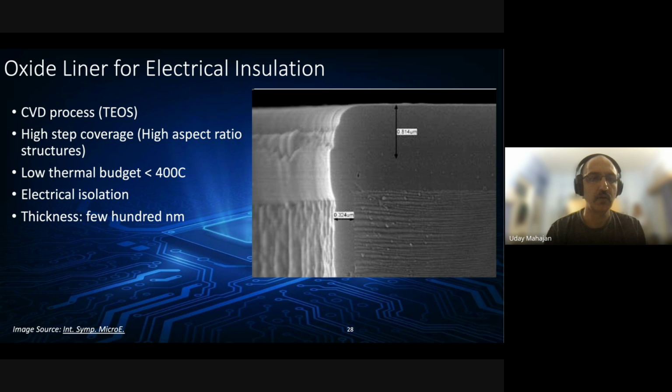And as the industry scales to smaller and narrower TSVs, people are considering alternative processes like atomic layer deposition, which gives you very, very conformal oxide and can give you good step coverage for very small dimensions.